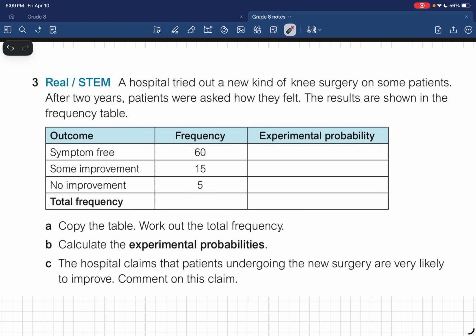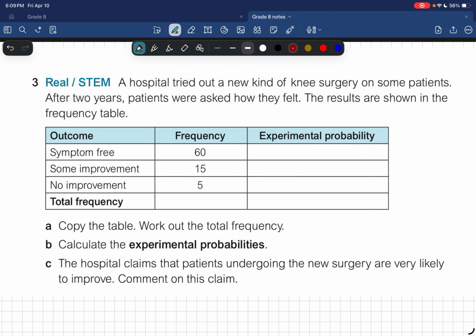So we have symptom free, and we have 60 patients who have a symptom free outcome. We have 15 patients having some improvement outcome, and we have 5 patients having no improvement at all. The total of patients is going to be, guys, 80 patients in total. So having these results is really important in maths. Let's go and find the experimental probability of each.